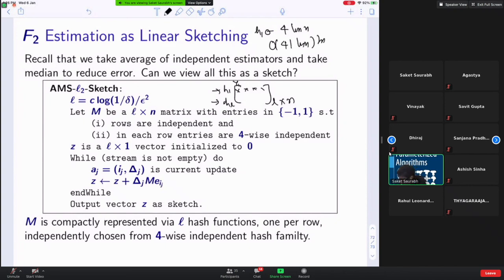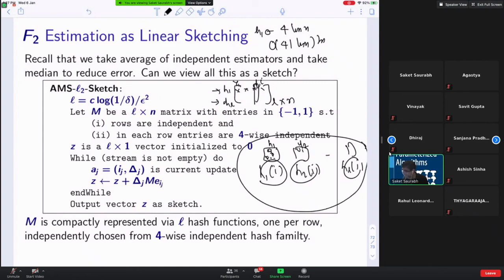Now suppose I wanted to generate some column, how can I generate it? Suppose this is i. So these are the four numbers for hash 1, these are the 4 numbers for hash 2, and so on and so forth. So all I want is some H1(i), H2(i), HL(i). Well, this I can compute, right? And hence I can compute my column amazingly. So this is what I mean by the compact representation of this matrix M.